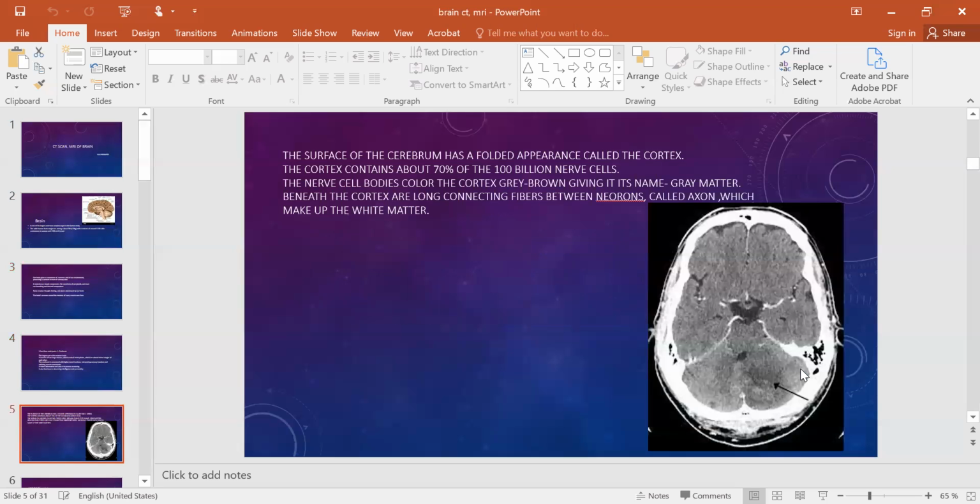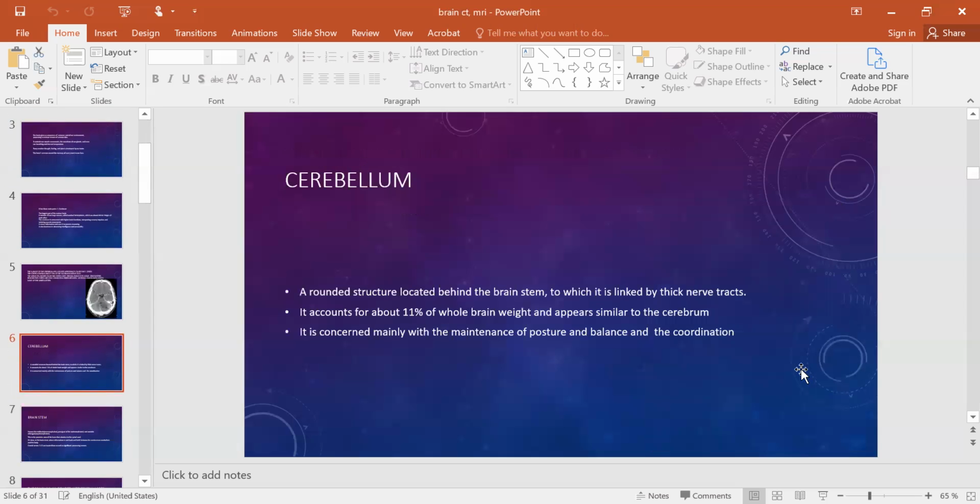The surface of the cerebrum has a folded appearance called the cortex, and the cortex contains about 70% of the nerve cells. These cell bodies color the cortex in a gray-brown color, and because of this, its name is gray matter. And the fibers between the neurons, called axons, make white matter because of their white appearance.